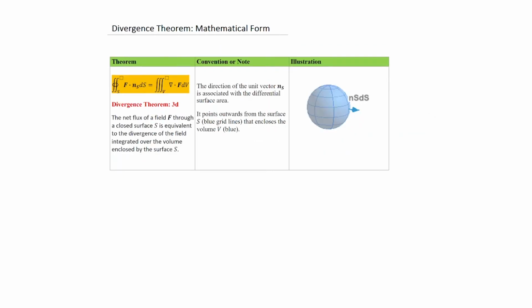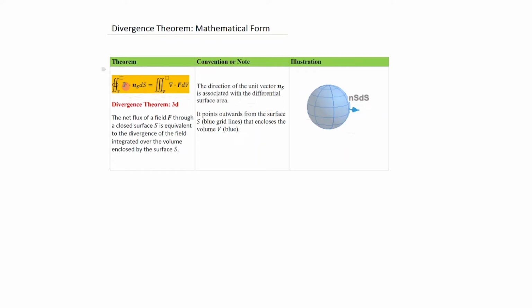All right, what about the divergence theorem in 3D? In this case, we have this relationship, which essentially says that if you take a vector field and dot product with a differential surface area and integrate the resultant scalar value over the closed surface, that's equivalent to taking the divergence of the vector field, integrating it over the volume enclosed by the closed surface, and that result should be identical to the left-hand side.